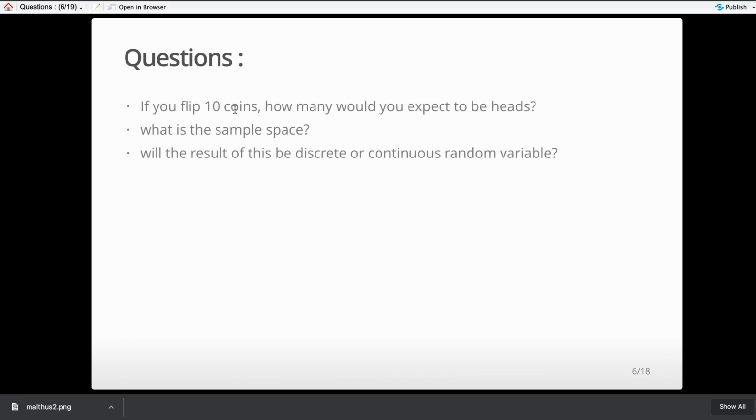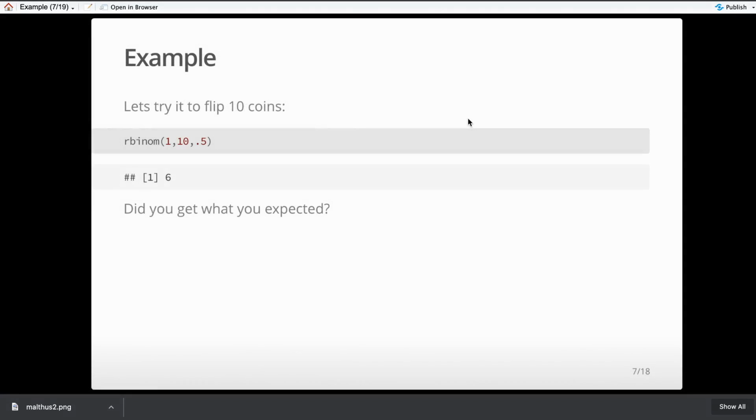My guess is that most likely 5 would be the number of heads we're going to get. But how many times should we expect to get exactly 5 heads? I don't know. We'll think about that. Okay, so let's try it. We can flip 10 coins, so we can run this code. In rbinom, our first argument is how many trials we are going to do. We're going to do this 1 time. The second argument is how many coins we flip.